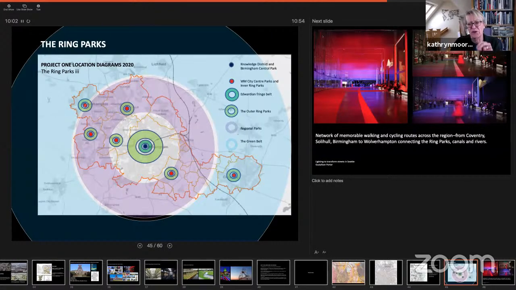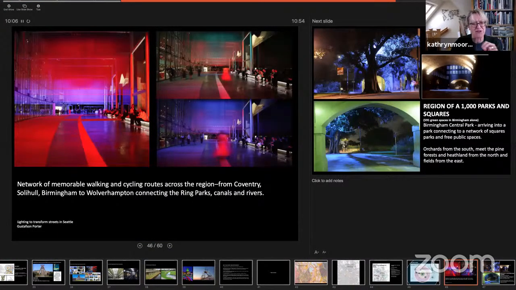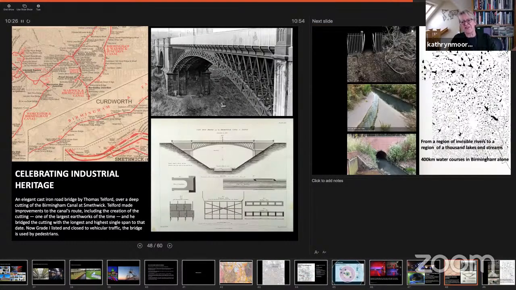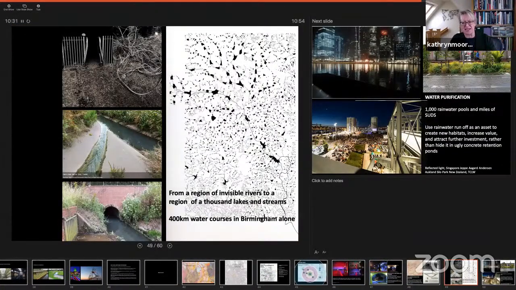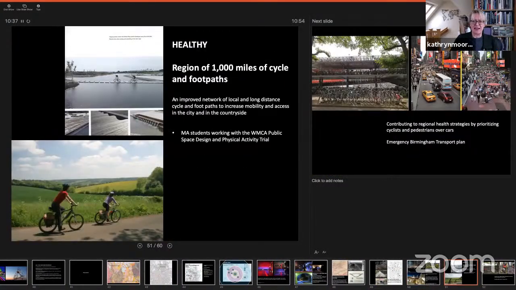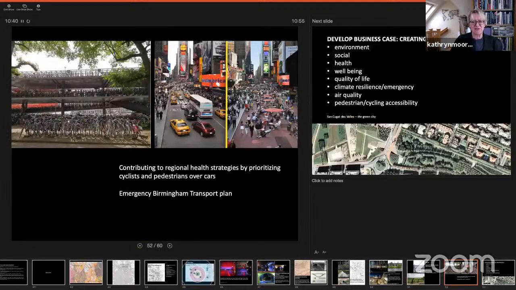This all requires working across boundaries, the political boundaries. It means setting up a different set of criteria to do with health and mobility, and setting up partnerships so that we can achieve some of these objectives: become a region of 1,000 parks and squares, celebrate the industrial heritage, become a region of invisible rivers, these are the awful rivers that we have, to becoming a region of 1,000 lakes and streams and water purification. So that we can actually, we can't achieve this individually. It makes people work in a cross-disciplinary way.